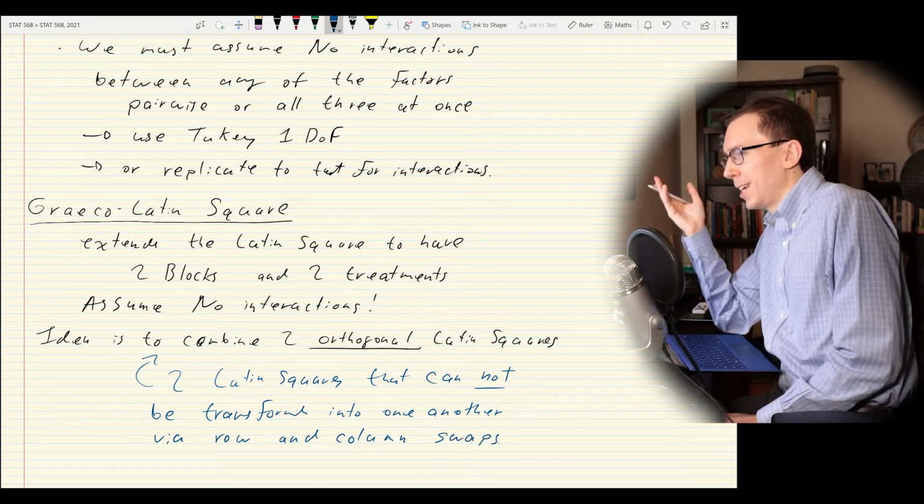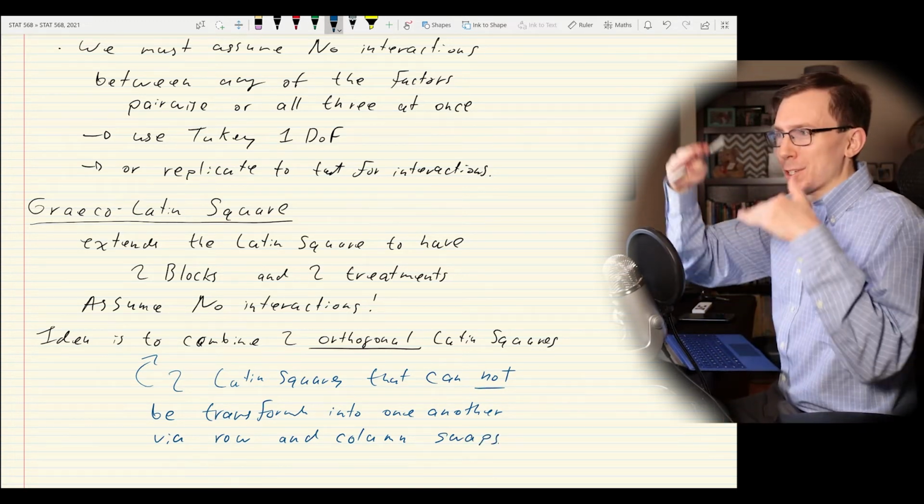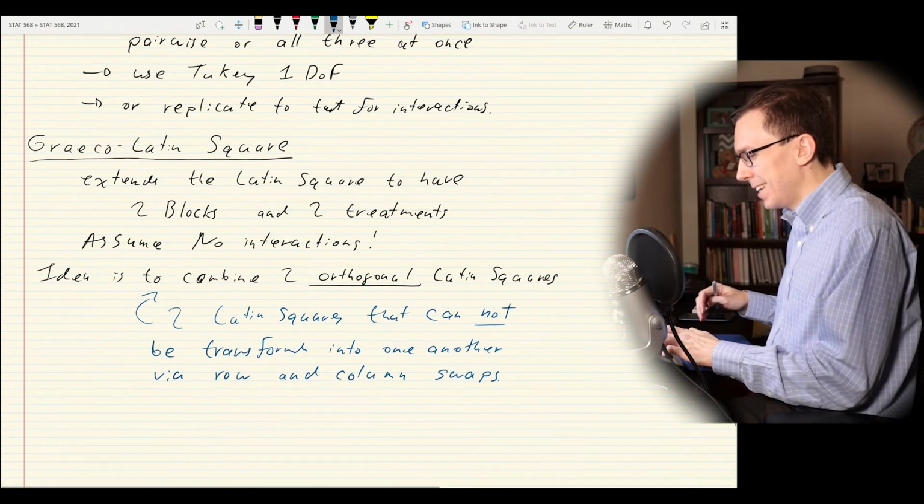I guess they would say row and column operations, but effectively you're just swapping them. So that's the way I like to think about it.